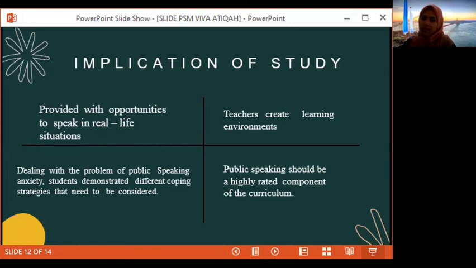The last one is policy. Here, public speaking should be a highly rated component of the curriculum, and it is one of the most useful soft skills required for employability. It is recommended to increase the number of public speaking courses in the curriculum, invite guest lecturers who are specialists in public speaking to motivate and encourage group discussion and communication, and pay attention to group dynamics among students.